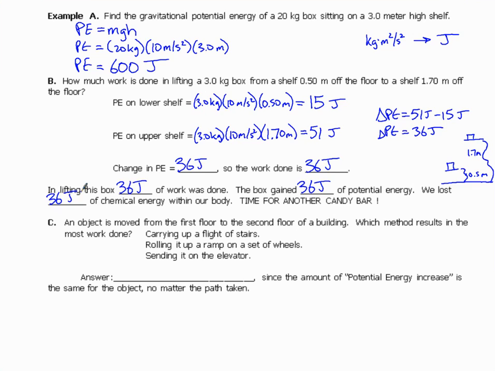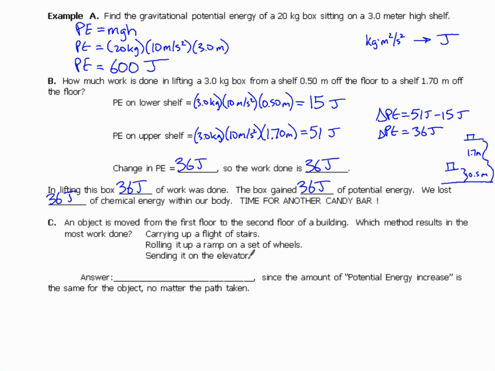C. An object is moved from the first floor to the second floor of a building. Which method results in the most work done? Carrying up a flight of stairs, rolling it up a ramp on a set of wheels, or sending it on the elevator? Which one results in the most amount of work?